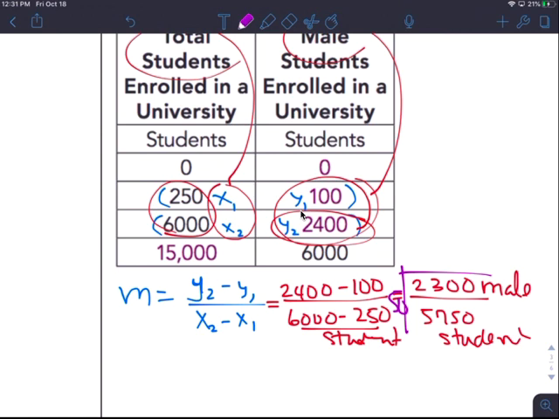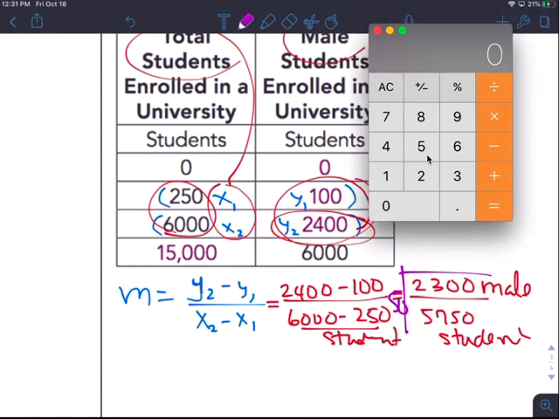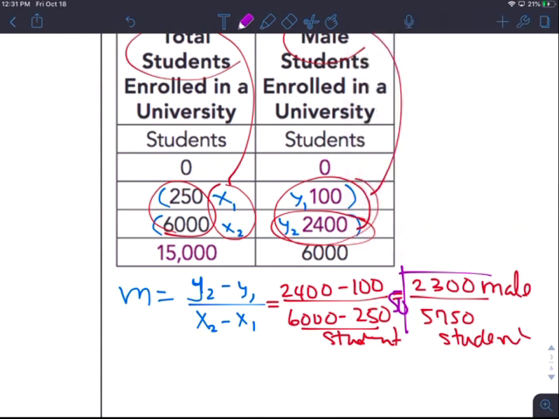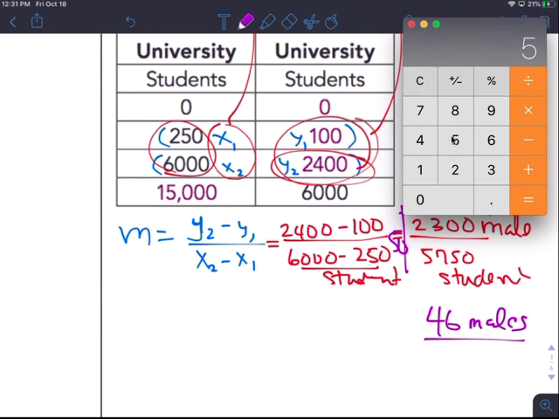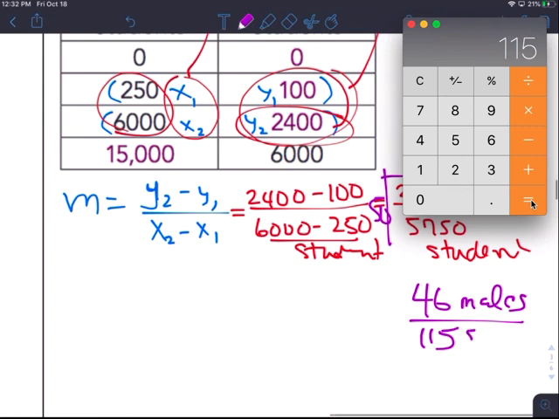2300 divided by 50, I don't have a calculator. 2300 divided by 50, you get 46. 46 males over 5750 divided by 50 equals 115 students. Which can reduce by, let's see, times 50 and make sure it gets me back to where it was. Okay, good.